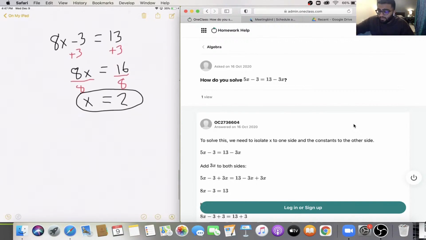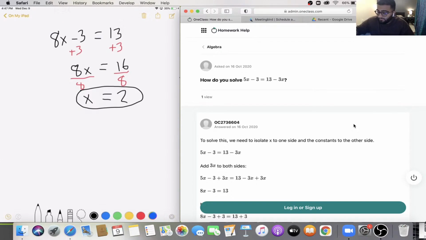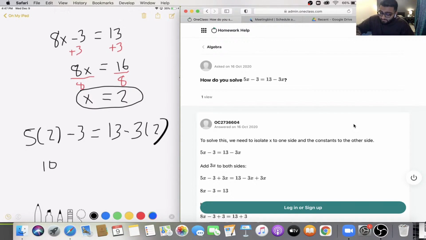Now we can plug that back into our original equation to see if that was correct. So we had 5x, x is now equal to 2, so 5 times 2 minus 3 equals 13 minus 3 times 2. 5 times 2 is 10, 10 minus 3 here, and 13 minus 3 times 2, which is 6, so 13 minus 6. So 10 minus 3 is equal to 7, 13 minus 6 is equal to 7, so our solution is correct.